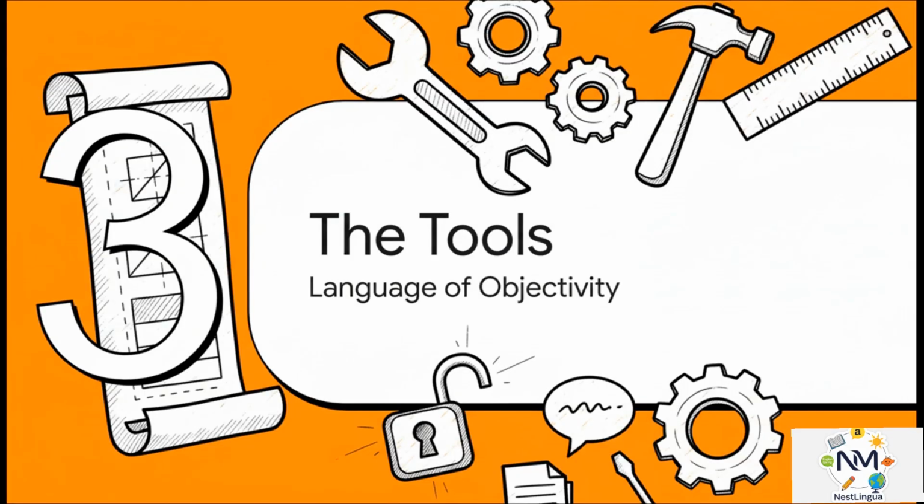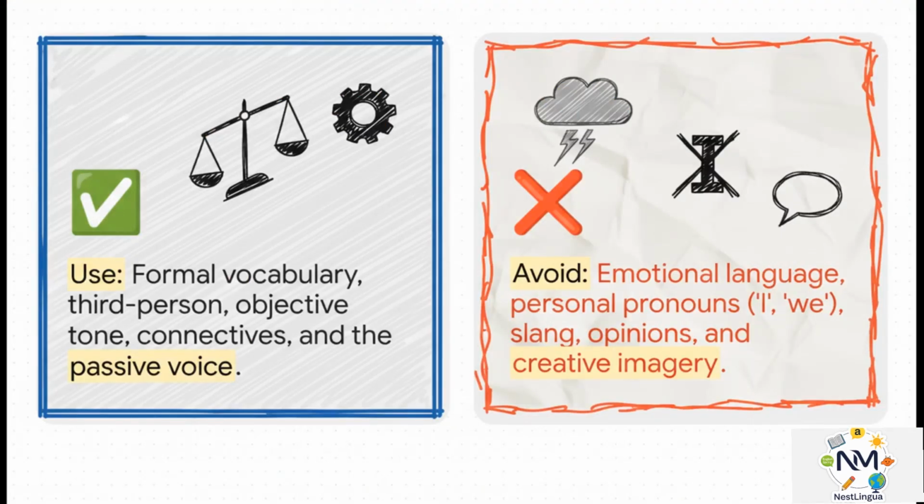Now, in writing, our tools are our words. And for a report, we need to use a very specific kind of language, the language of pure objectivity. The golden rule here is to be factual, not emotional. You want to use formal words, write from a third-person perspective, and use something called the passive voice, which we'll get to in a sec. And here's what you absolutely have to avoid: emotional words, personal pronouns like I or we, any kind of slang, and definitely your own opinions. Remember, you're a reporter, not a storyteller.